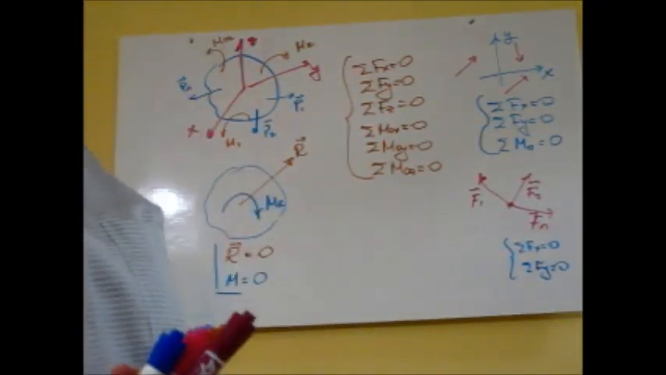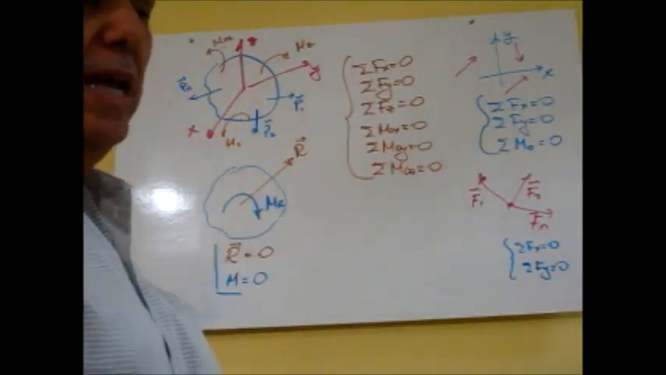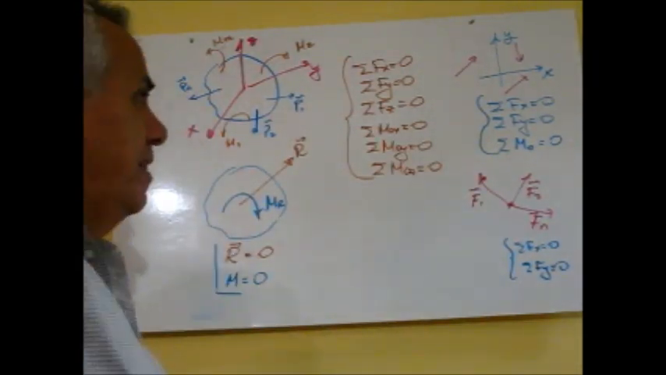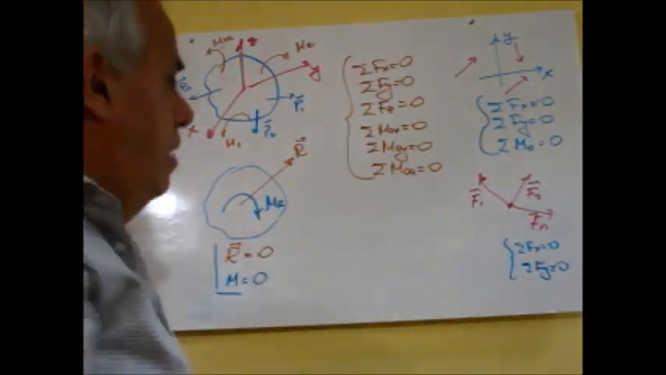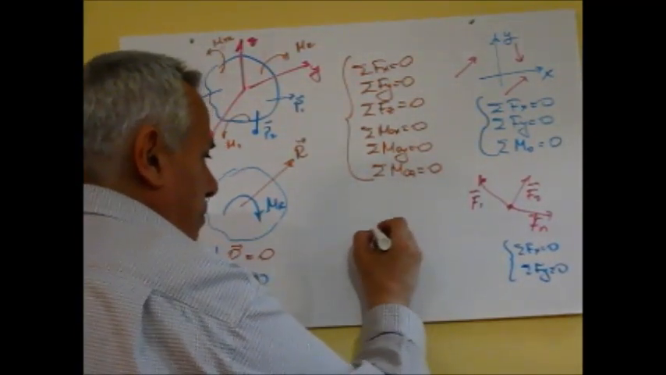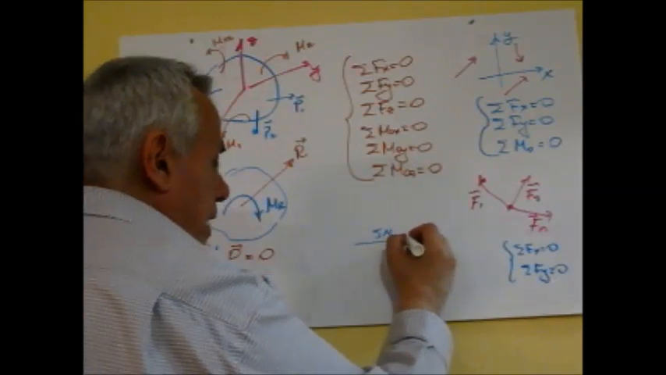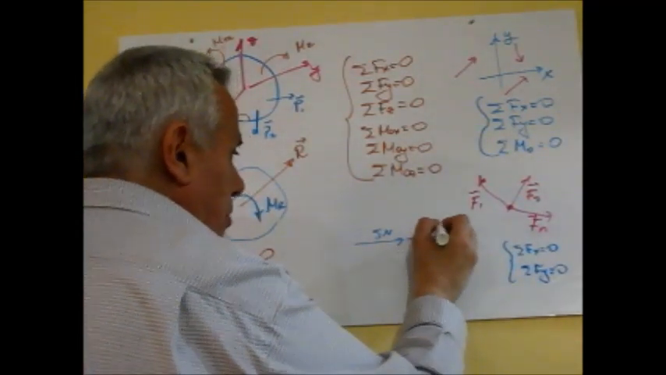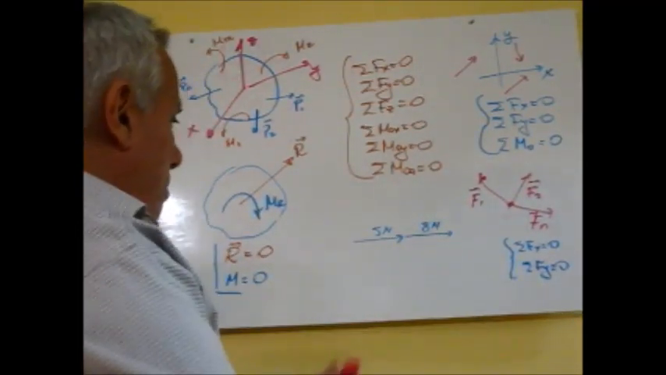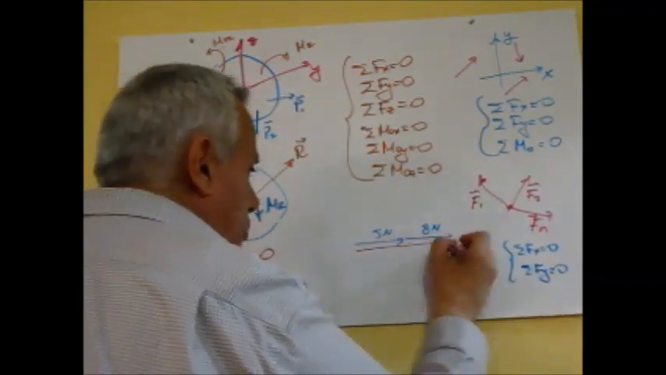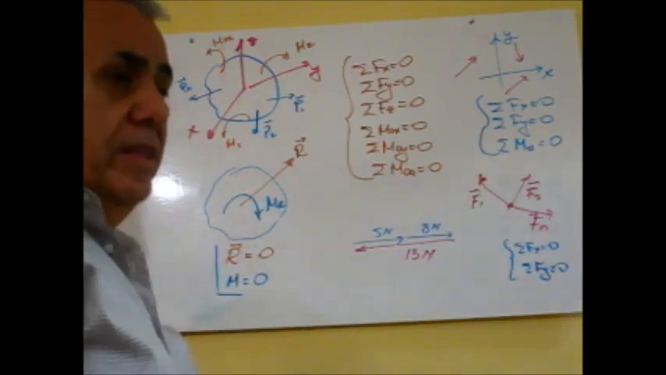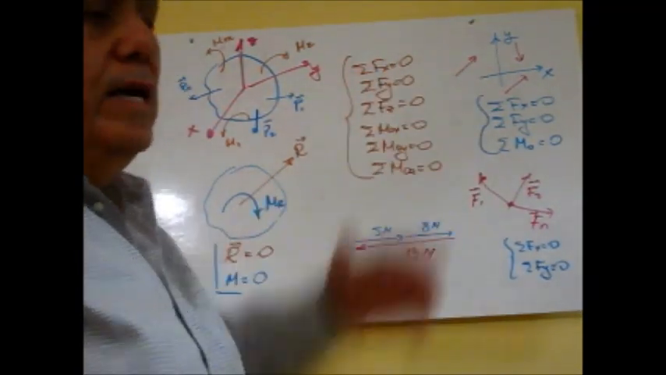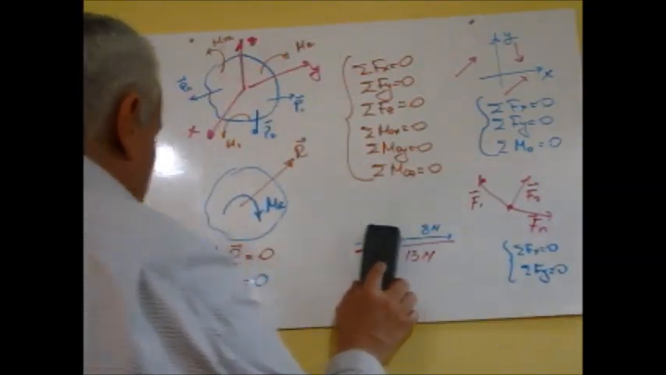And the particular case is when all the forces are in one line. If all the forces are in the axle x, the sum of the forces in the axle x equals 0 is enough. What does it mean? For example, if I have here the force 5 Newton and the force 8 Newton, of course, to be in equilibrium, this force has to be 13 Newtons. So the sum is 0. Of course, this is very easy. We're not going to deal with this one. We're going to deal with more complex problems.